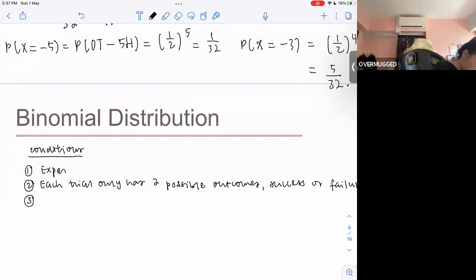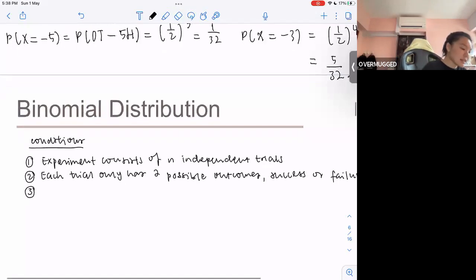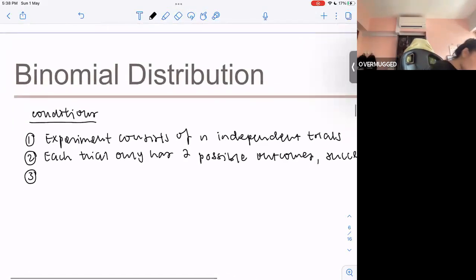Experiment consists of n number of independent trials. And then what's the last one, guys? Probability of success of each trial is constant. Yes. Thank you, guys. Well done. Okay, so that's the third one, right?